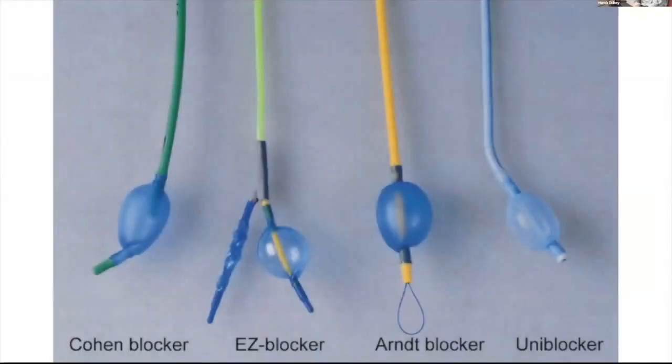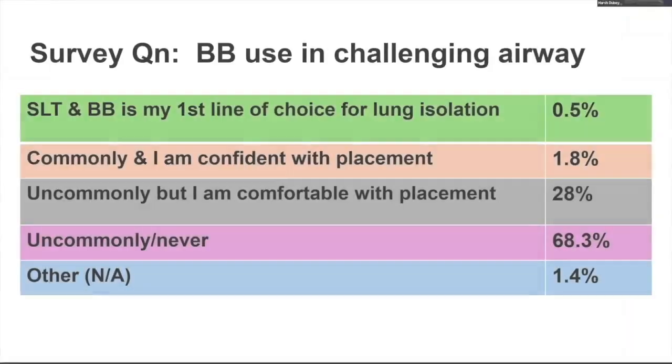So just a reminder for all general anaesthetists that rarely do thoracics about the type of blockers that are available. It obviously depends on your institution, but those are the four that are most commonly found. So the next question that we had was bronchial blocker use in challenging airways.